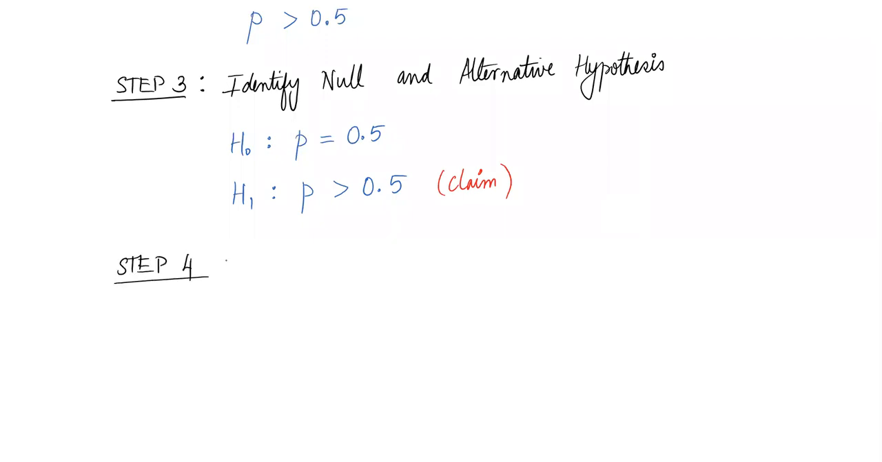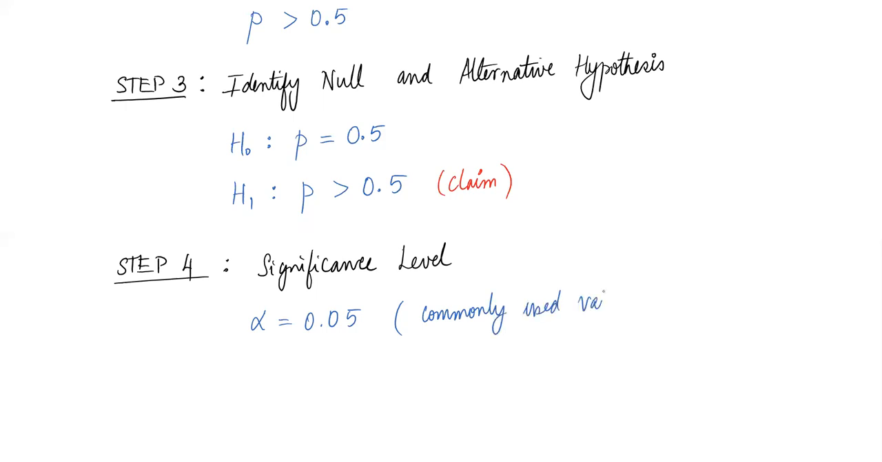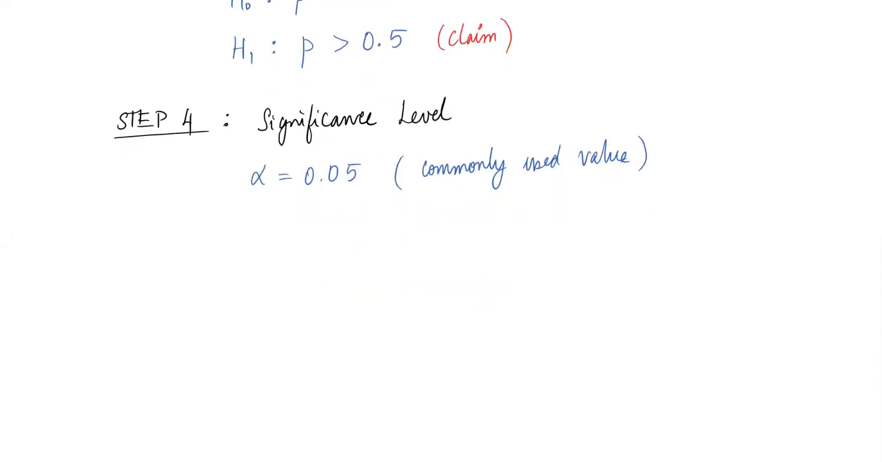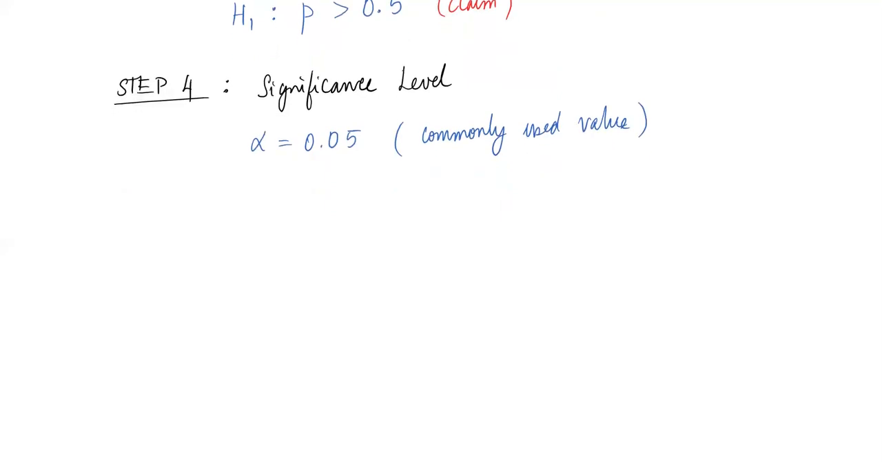Step 4: select significance level. Now, most problems give you the level. If they don't give you the level, you're free to use alpha as 0.05. So I'm going to use alpha as 0.05, a commonly used value. If it's not given to you in the problem, you're free to use this commonly used value.